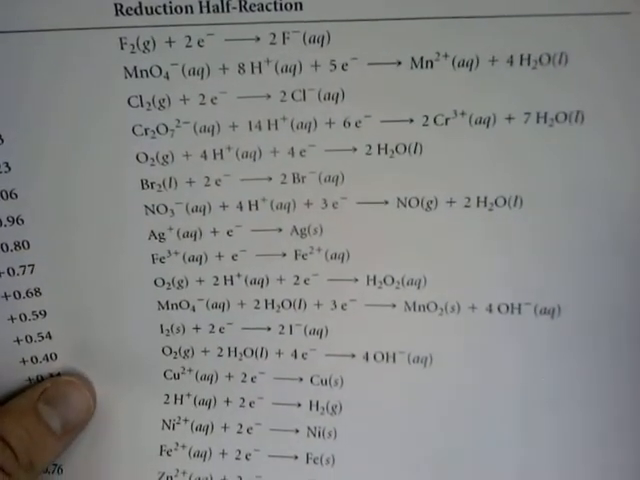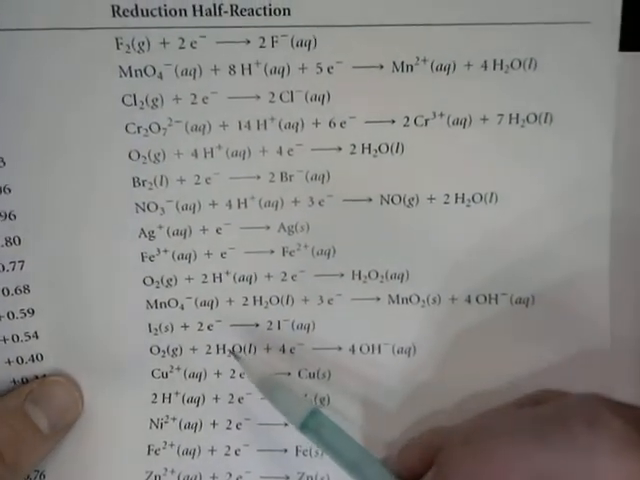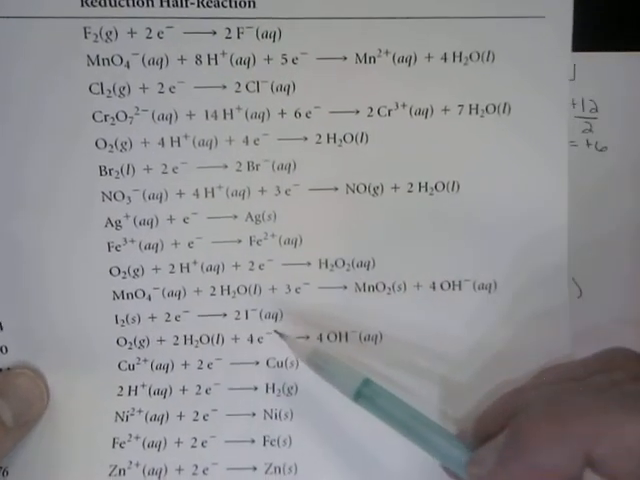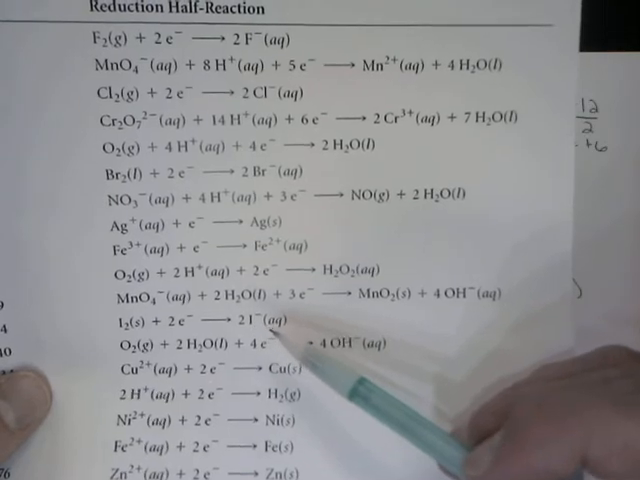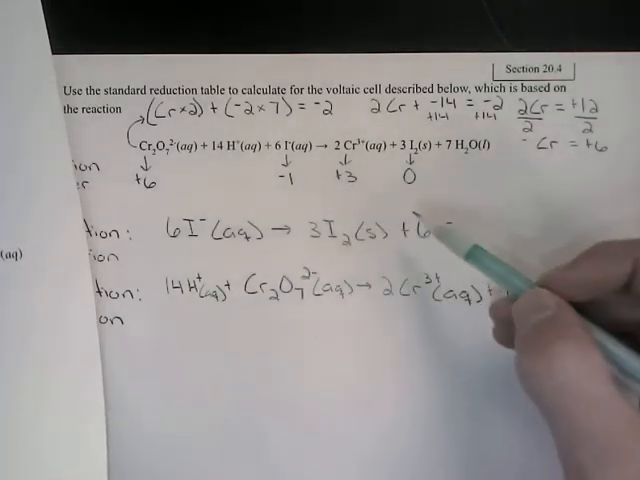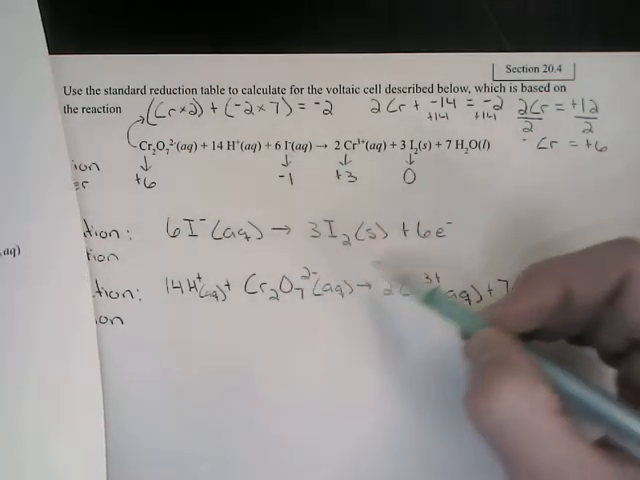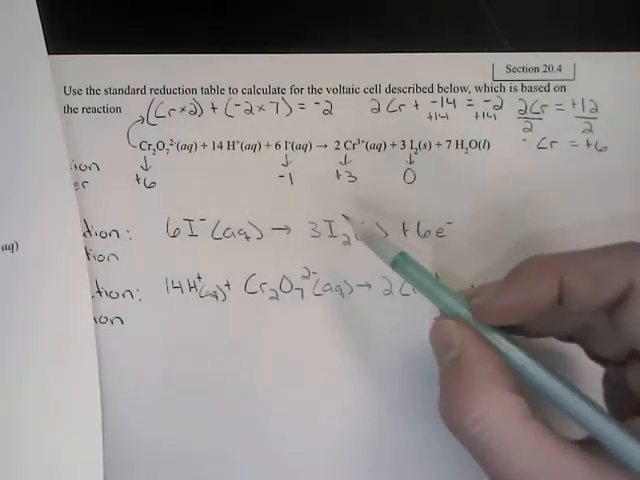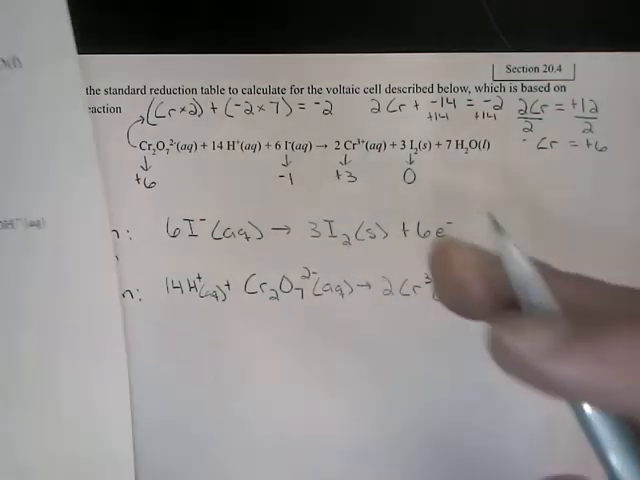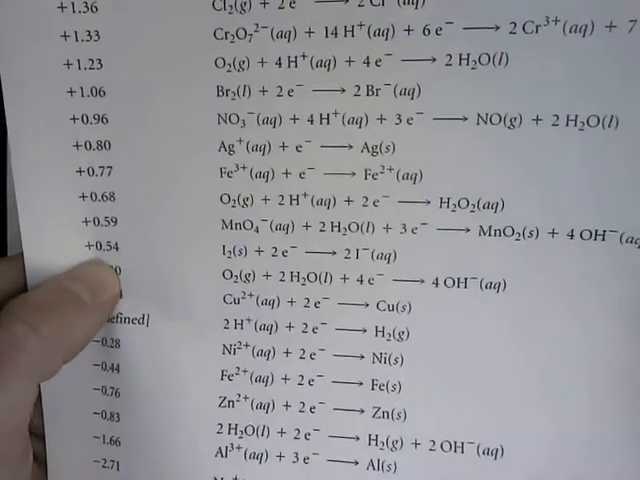All right, so now I go down to this. All right, so I have I2 plus 2 electrons yielding 2 I-. Well, this is a very similar reaction, okay? And so I am going to note this. Number one, I'm going to write that cell potential.